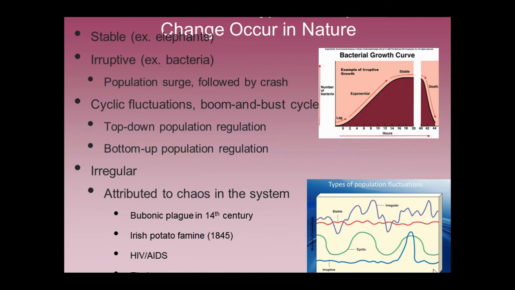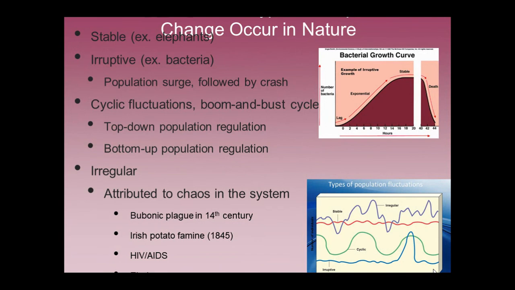Cyclic fluctuations occur over a regular time period, generally a multiple-year cycle, and you generally see that with predator and prey interactions. Humans are not exempt from population crashes. Examples include the Irish potato famine, the bubonic plague, and the current AIDS epidemic.